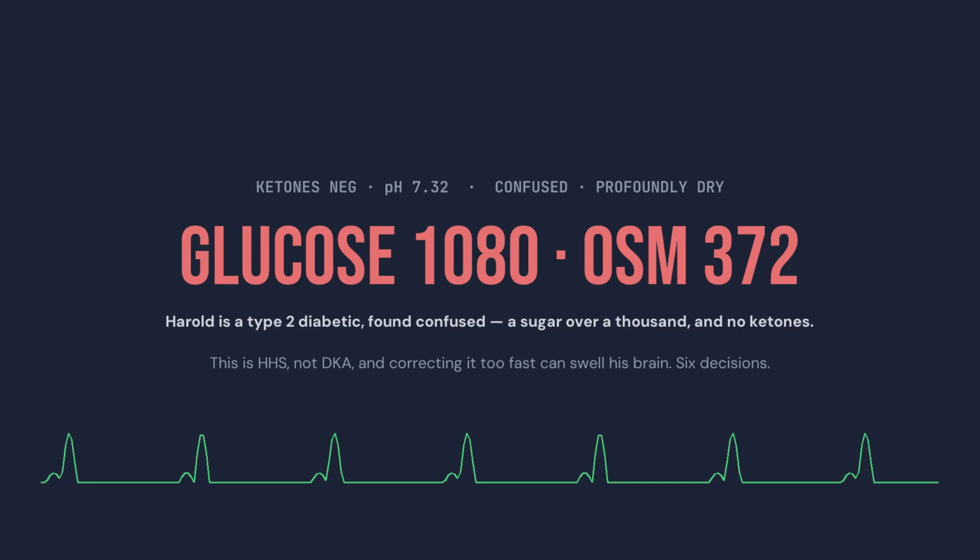And here is what makes this different. His ketones are negative, and his blood is not acidic. This is not diabetic ketoacidosis. This is the hyperosmolar hyperglycemic state, HHS, and it is its own emergency.